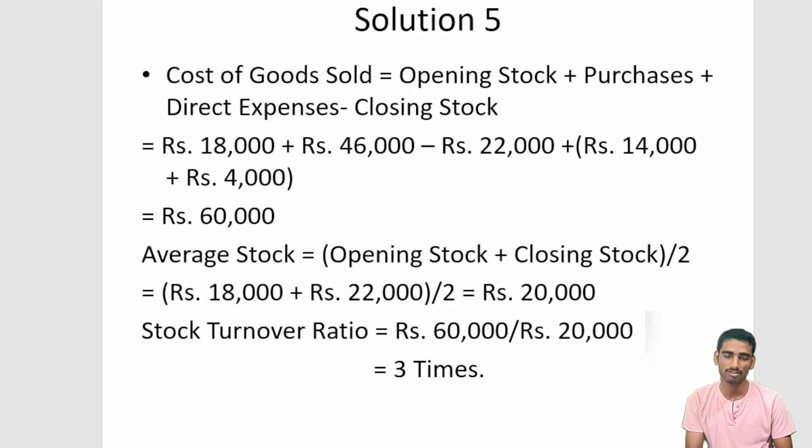So to calculate the stock turnover ratio, first of all you have to find the cost of goods sold. So what is the cost of goods sold formula? Opening stock plus purchase plus direct expenses minus closing stock.